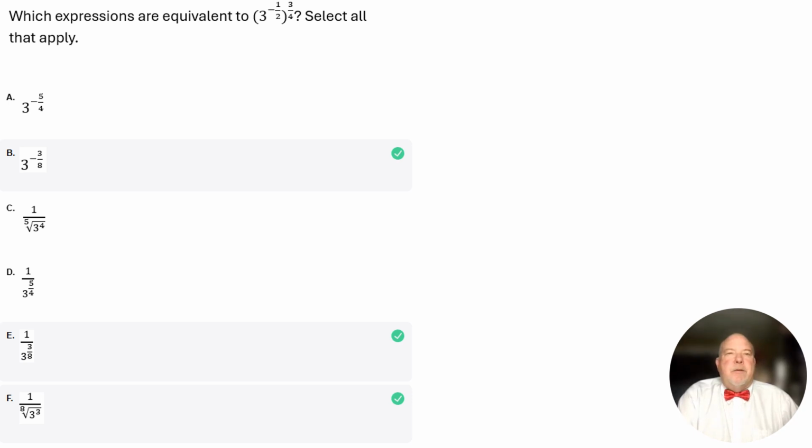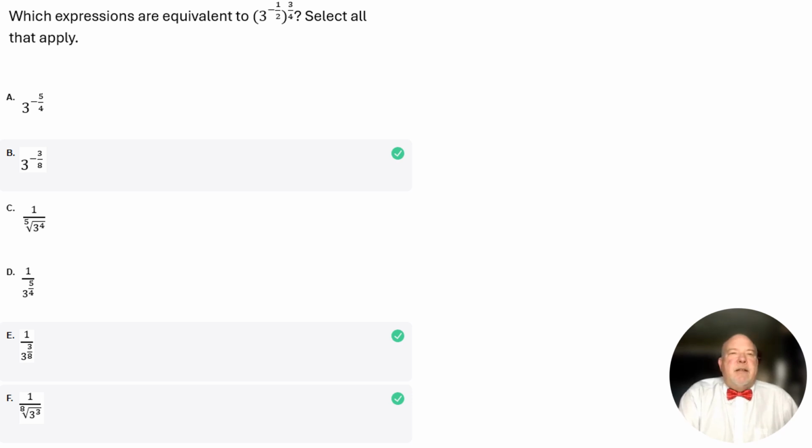All right, so this is a pretty tough question. Let me start off by saying that. And I think any question where there's multiple correct answers is tough because if you don't get all the correct answers, then you don't get it correct. So this is testing your knowledge of exponents.